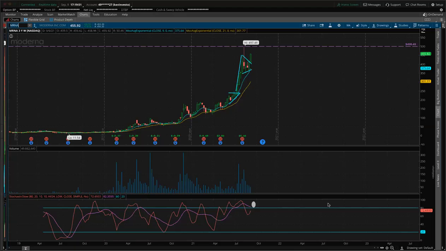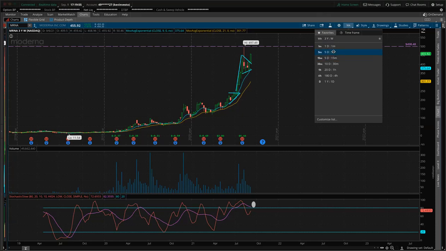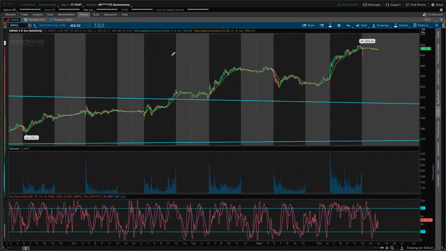I'm gonna go back to my chart and show you some things that you can do when you're scalping or day trading, where you want to be in and out fast. Now let's take a look at mRNA and an example that you can learn.